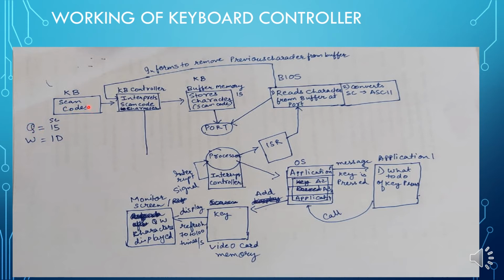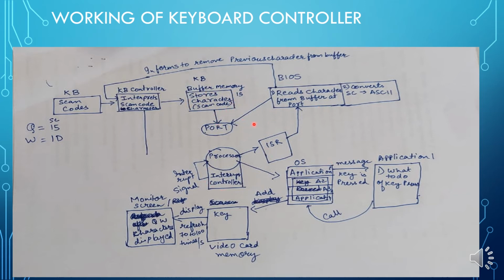I will explain it again. When I am pressing Q, the scan code of Q is 15, and it goes to the keyboard controller. The keyboard controller stores 15 in the buffer memory, then makes it available at the port. BIOS will read that character from the port when the processor is interrupted by the interrupt controller. It is interrupted by sending the interrupt signal, because the port is ready to input the data. After that, the processor will generate an interrupt service routine to read the character from the buffer at the port. Buffer of what? Of the keyboard memory.